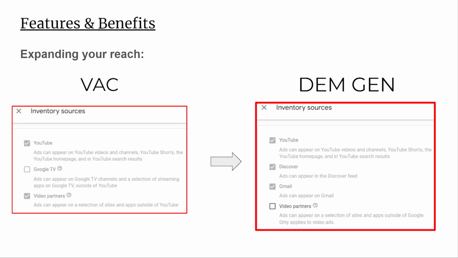Expanded reach. In the current VAC line item, the reach is limited to YouTube and its partners. However, demand gen extends your reach beyond YouTube to include Discover and Gmail by default, which allows broader audience targeting.